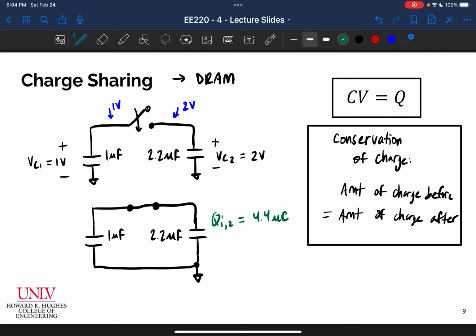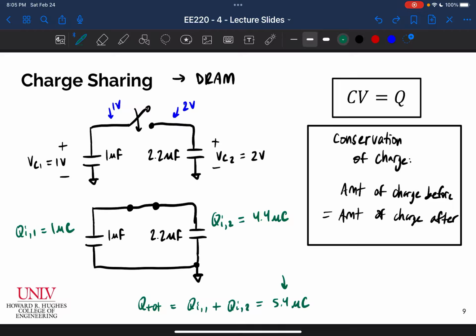And so the same goes for the first capacitor. So QI1 would be the voltage of the first capacitor multiplied by the capacitance, or 1 microcoulomb. Okay, so my total amount of charge would be Q initial of 1 plus Q initial of 2, which would just be 5.4 microcoulombs. That's how much charge I am storing at the beginning. And that's exactly how much charge I need to be storing at the end, because conservation of charge says that the amount of charge before I close the switch is equal to the amount of charge after.